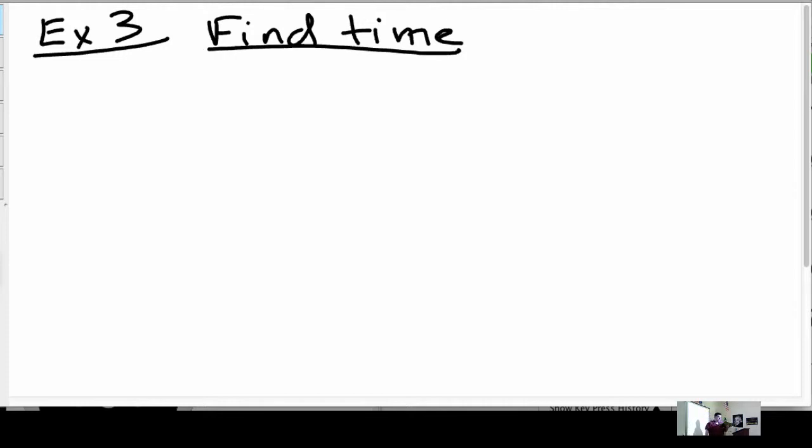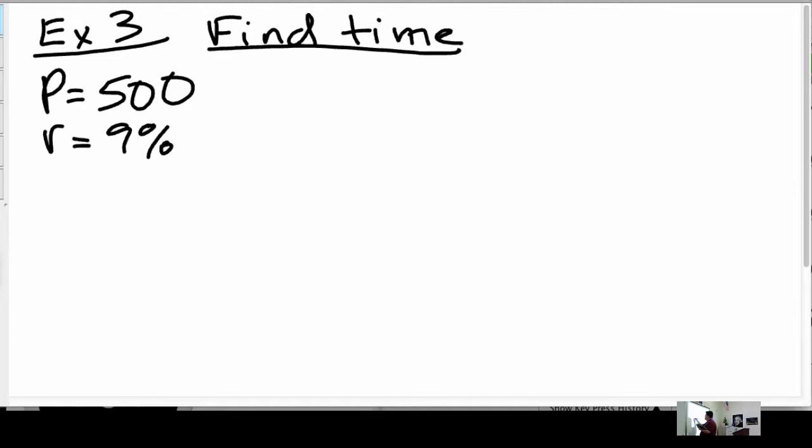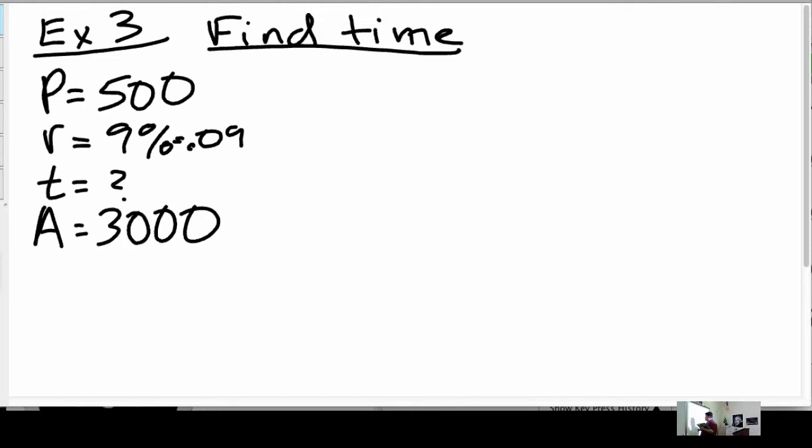It says Judy has $500 to invest at 9% annual interest compounded monthly. How long will it be for her investment to grow to $3,000? So her principal is $500. Her rate is 9%. Why did I write it like that? Her rate is 9%, which is 0.09, right? And then we don't know the time because that's what they're asking, but we know that her final amount is supposed to be $3,000.